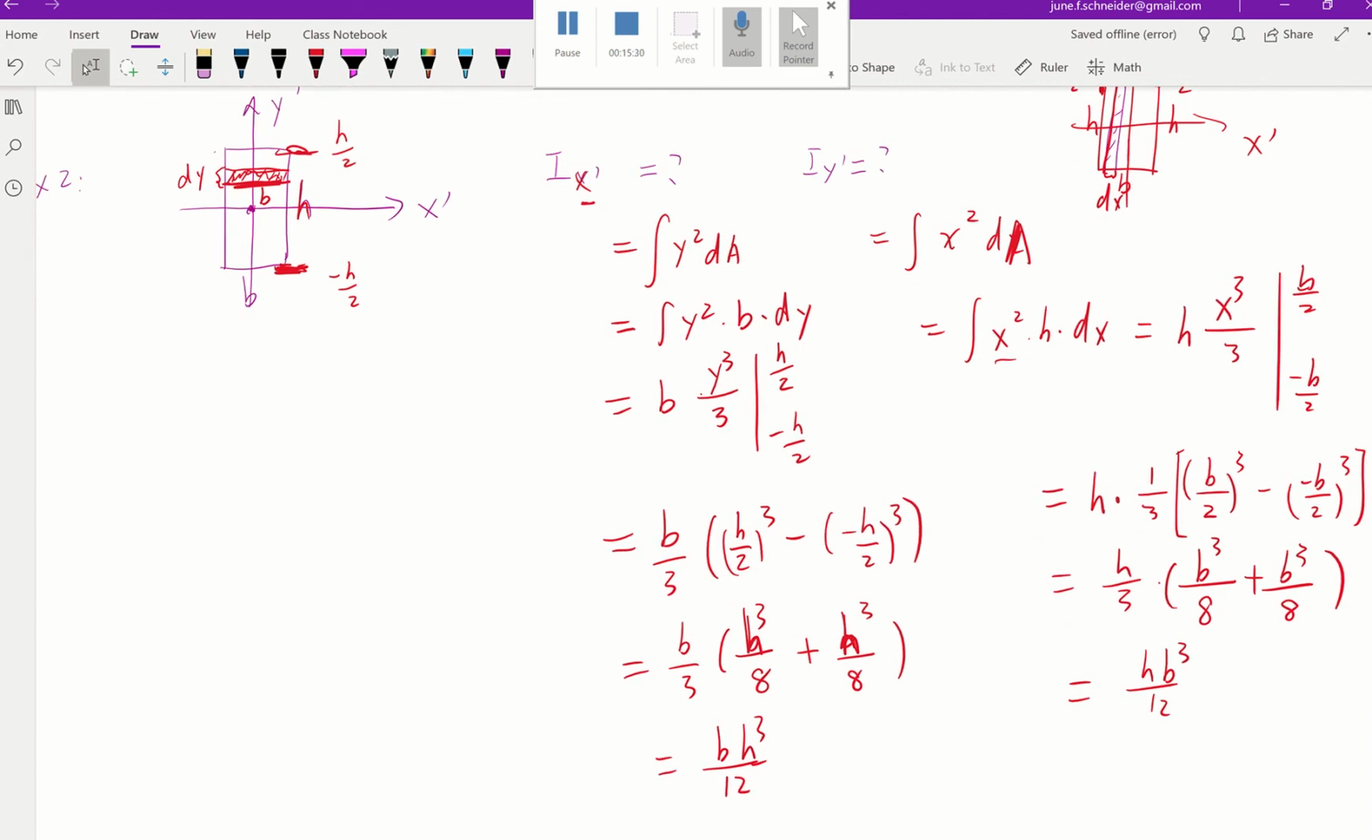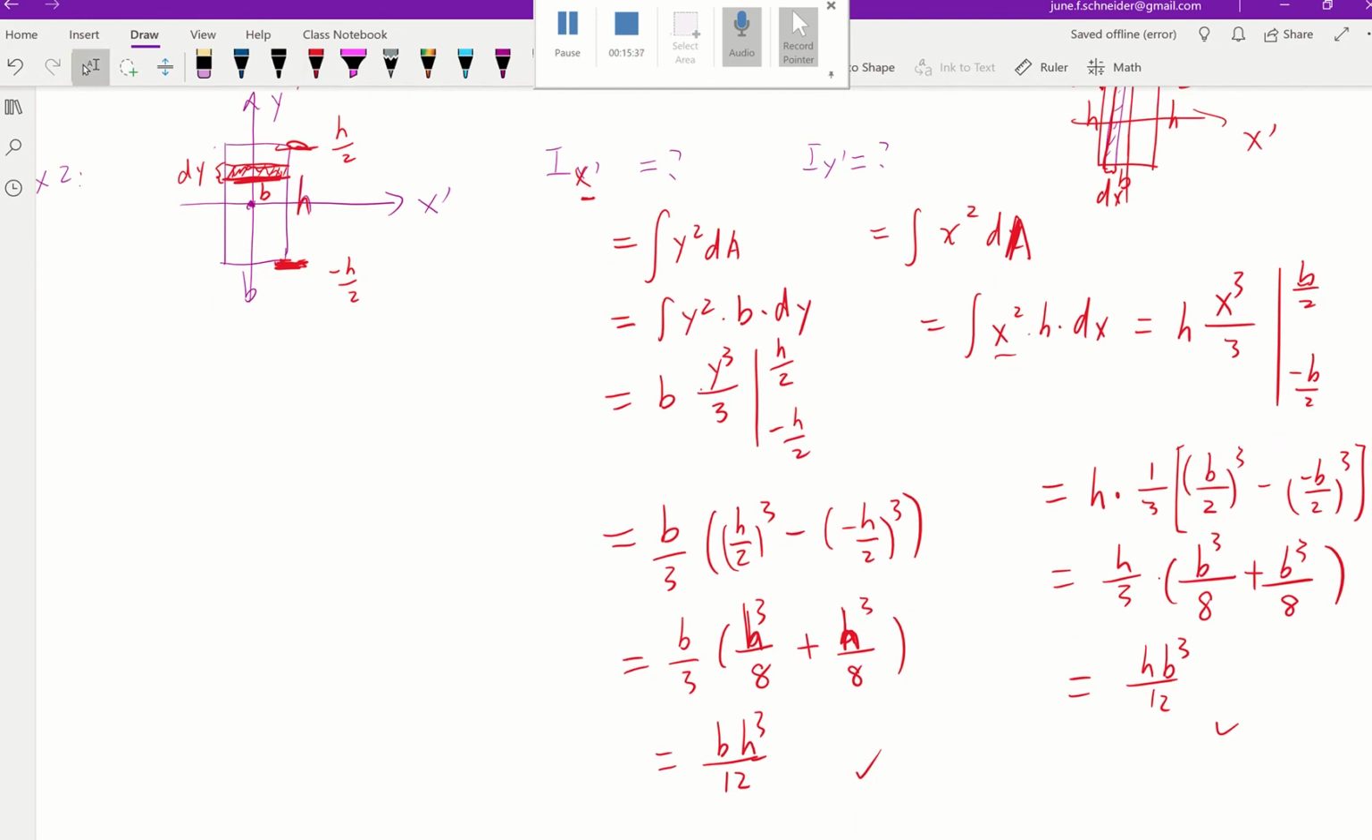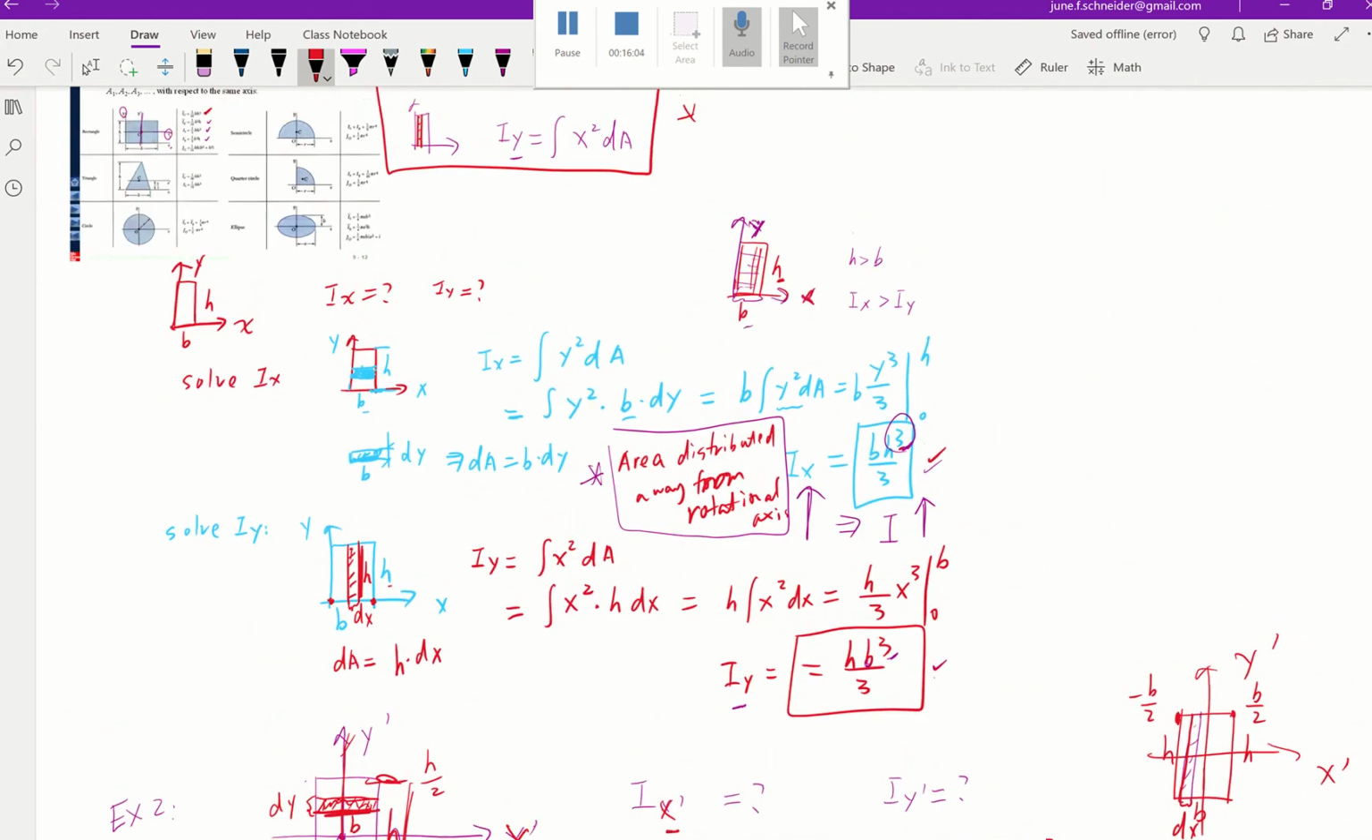Okay, so look at the difference between those two. The same principle applies. If the area is distributed away from x prime, then the dominant dimension will be my h dimension, so h is being cubed. However, if I'm rotating about the y-axis, the area is distributed away from it in this dimension b, so b is being cubed. All right, so that's our moment of inertia, how we get it.